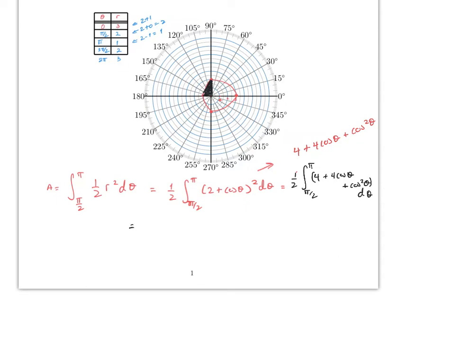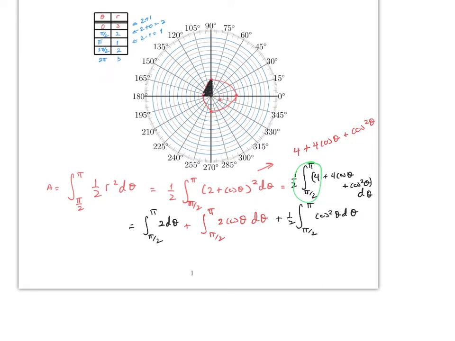Now, if you distribute, this is just the integral from pi over 2 to pi of 2. That will be the first part, which is this, and then plus 2 cosine theta, and then finally plus 1/2 the integral from pi over 2 to pi of cosine squared theta d theta.